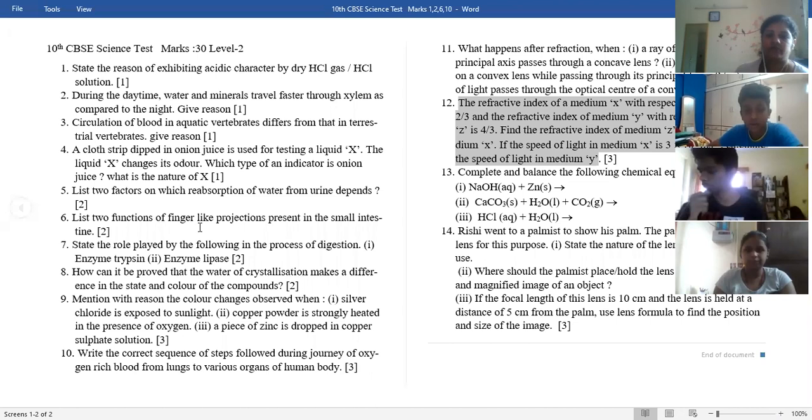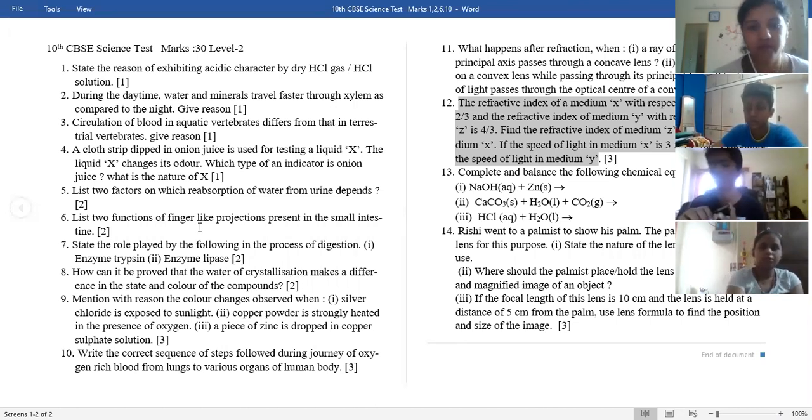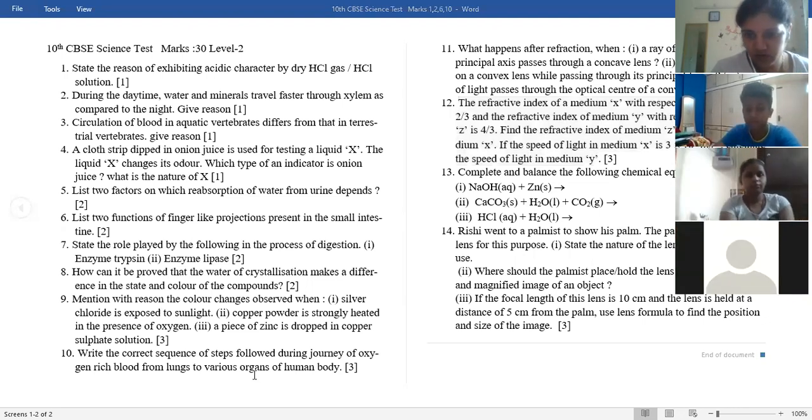Clear? Is it clear? Yes, ma'am. Any doubt? This paper I'm supposed to give you, after some time I will send you. Half done, half I need to send.